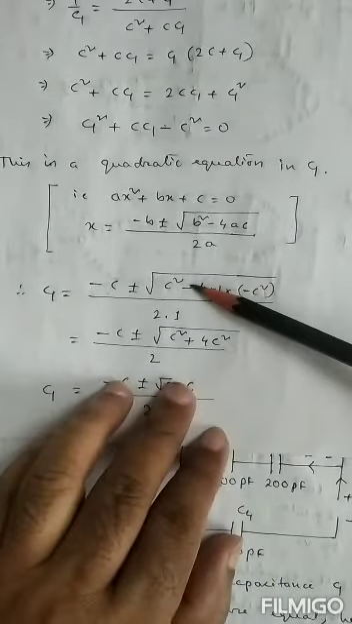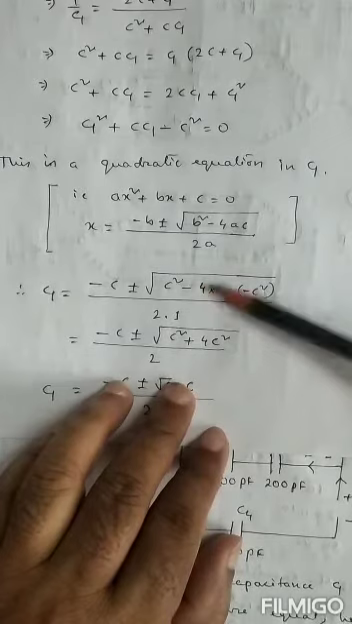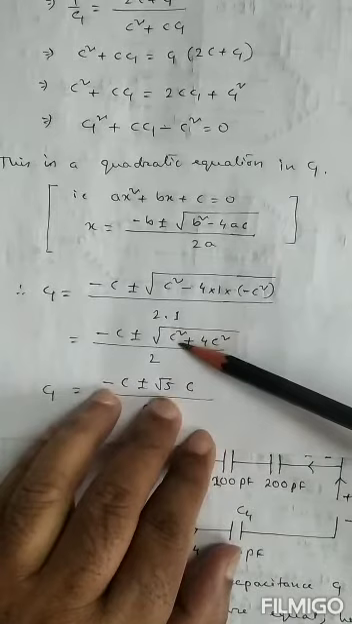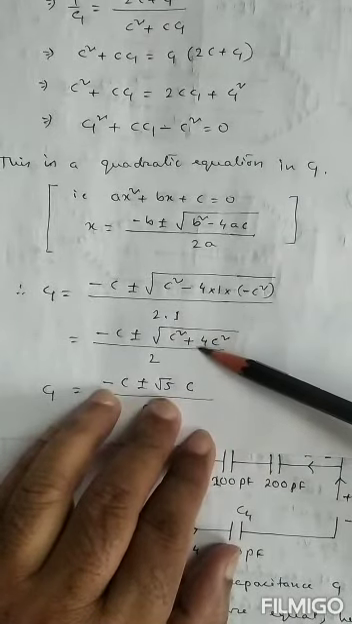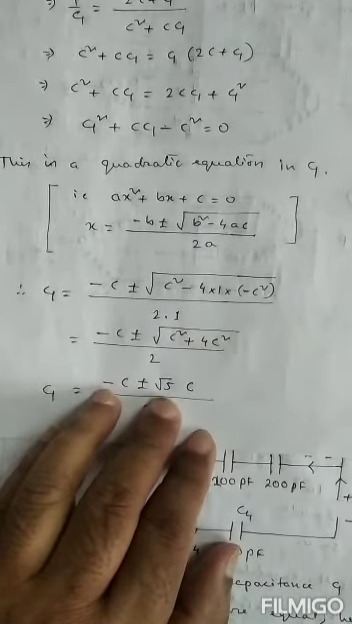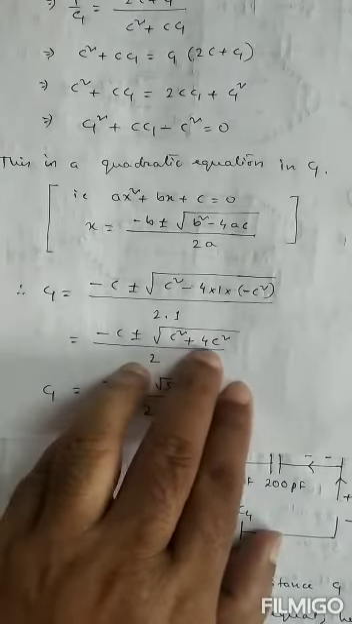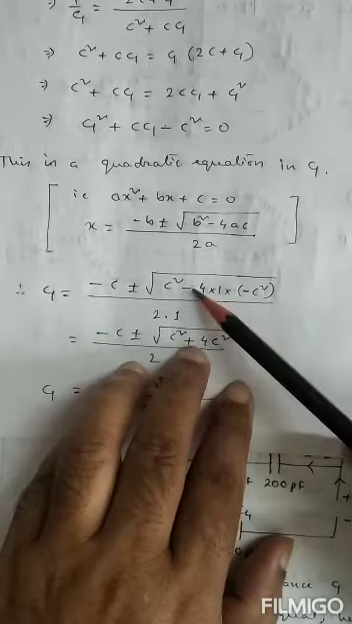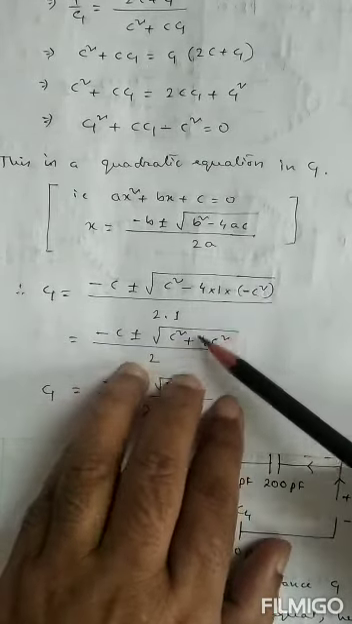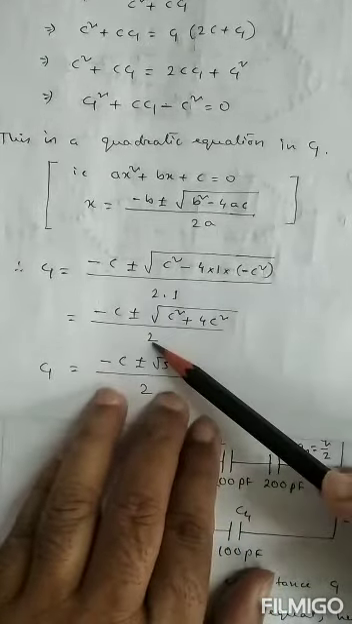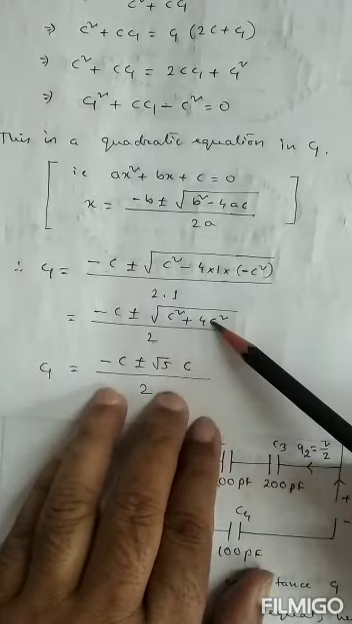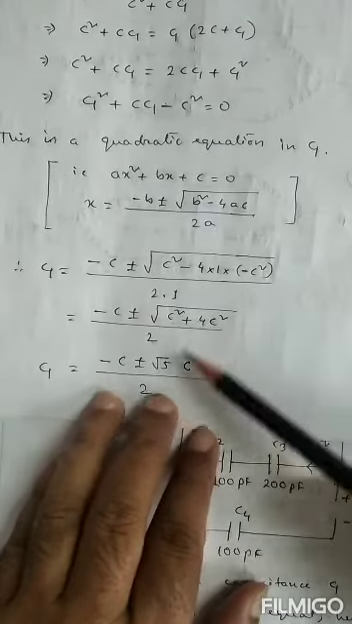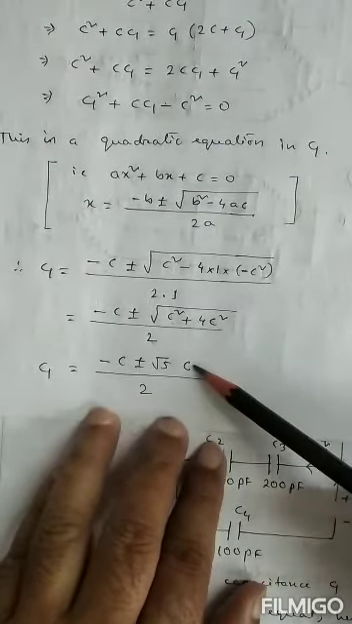So this minus gets plus. These two minus get plus. Therefore minus c plus minus square root of c square plus 4c square. C square plus 4c square. Why does this plus come? This minus gets multiplied, so this is positive. Divided by 2. Now this is c square, this is 4c square. It is 5c square. What is the square root of 5c square? Square root of 5 times c.